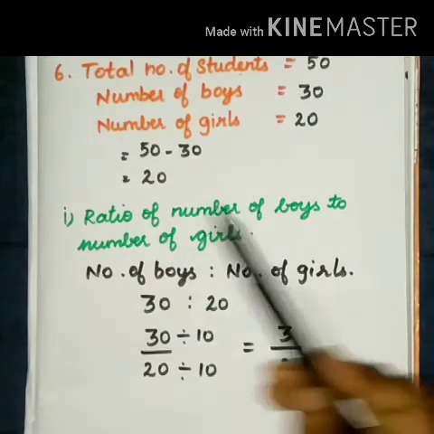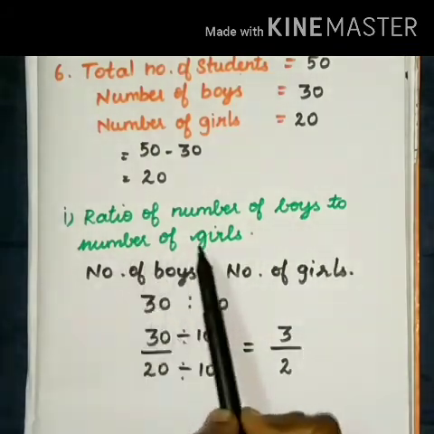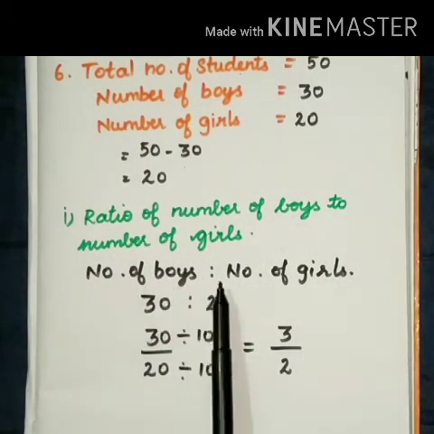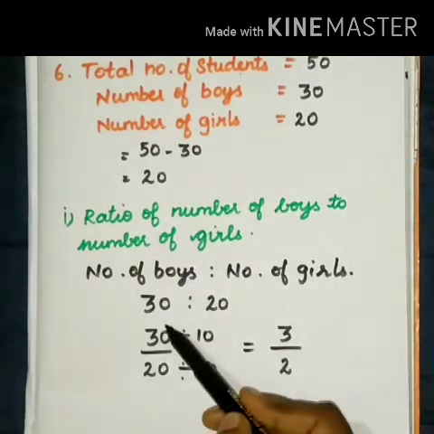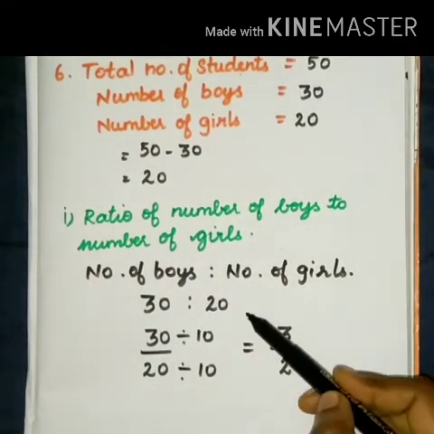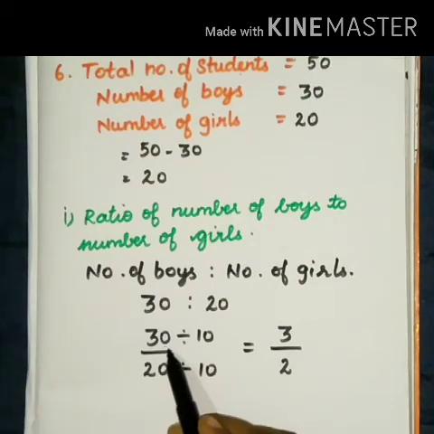After that, you have to find the ratio of number of boys to number of girls. Number of boys is 30. Number of girls is 20. Then you have to simplify the ratio. See, to simplify the ratio, what is the first step? First, you have to write the ratio in the fraction form, 30 by 20. Then you have to simplify with the common multiples.